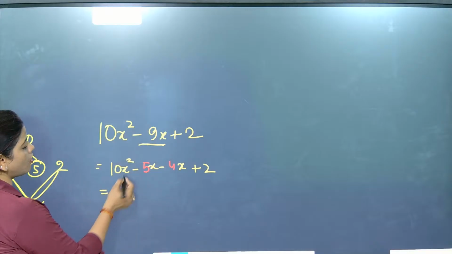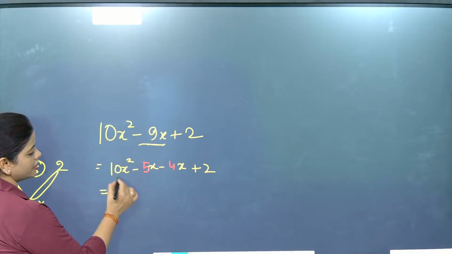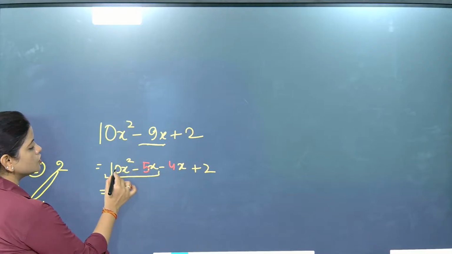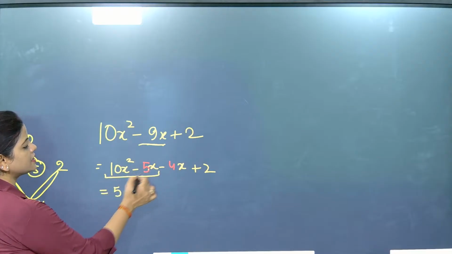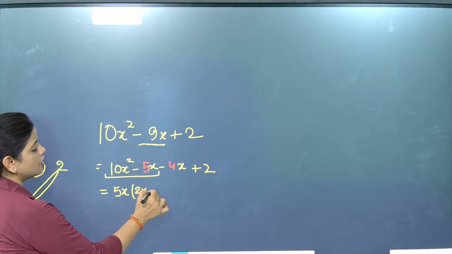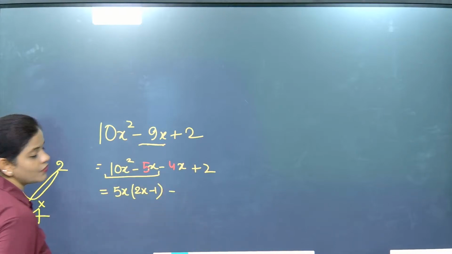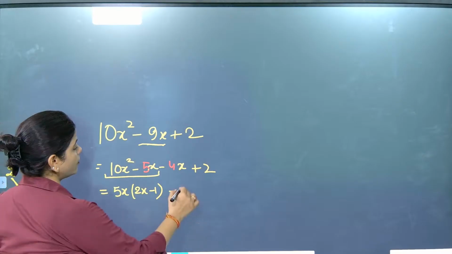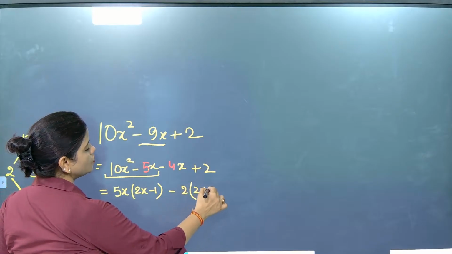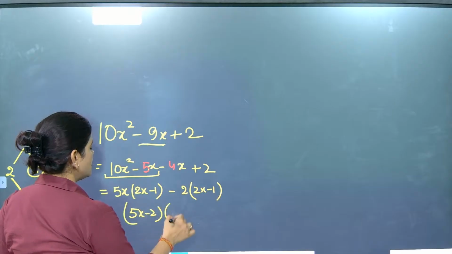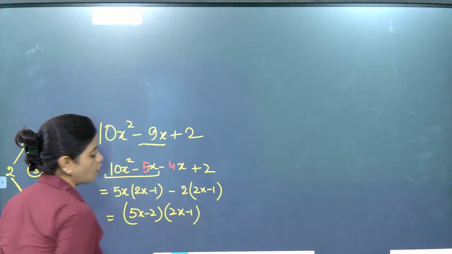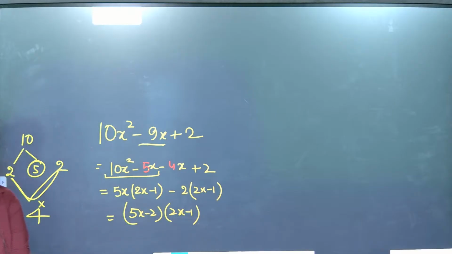Now what is common here? Here 10 and 5 are there. So these two we will check first. So 10 and 5 are there, so we are going to take 5 common. And here x is square, so x common. What is coming is 2x minus 1. Now here what we are going to take common is 2. So we are going to write minus 2. It will become 2x minus 1. Absolutely. So it is coming as 5x minus 2 and 2x minus 1. This is the answer. Absolutely correct, Rita.